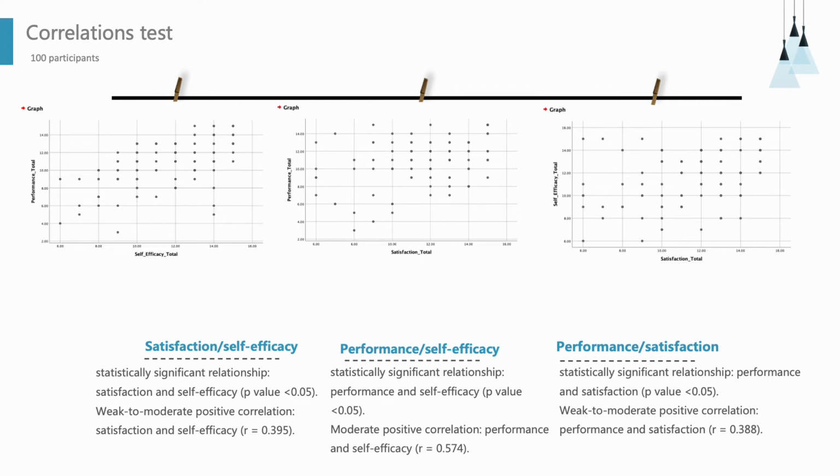There is a statistically significant relationship between the Likert scale of performance and self-efficacy. The p-value is less than 0.05. The correlation coefficient suggests a moderate positive correlation between performance and self-efficacy. R is equal to 0.574. There is a statistically significant relationship between the Likert scale of performance and satisfaction. The p-value is less than 0.05. The correlation coefficient suggests a weak to moderate positive correlation between performance and satisfaction. R is equal to 0.388.